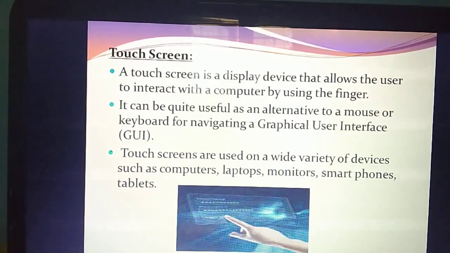So nowadays a lot of devices are using this touch screen. What are the devices? Some examples they have given: computer, laptop, monitor, smartphones, tablets, etc. Understand?